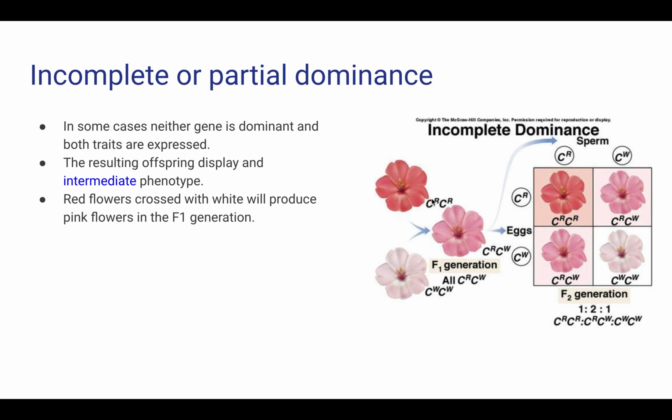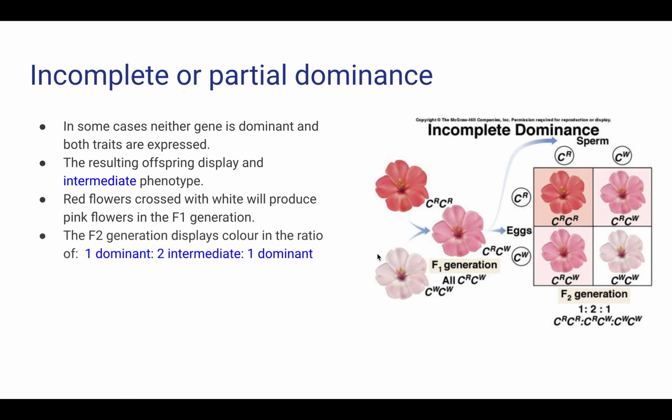So the colour is red, red. This is pure breeding red. The colour is WW. This is pure breeding white parent. And when they cross, obviously from this parent, the offspring can only get an R gene, a colour R. And from this parent, they can only get a colour W. So this has a red gene and a white gene and is pink. This is the F1 generation.